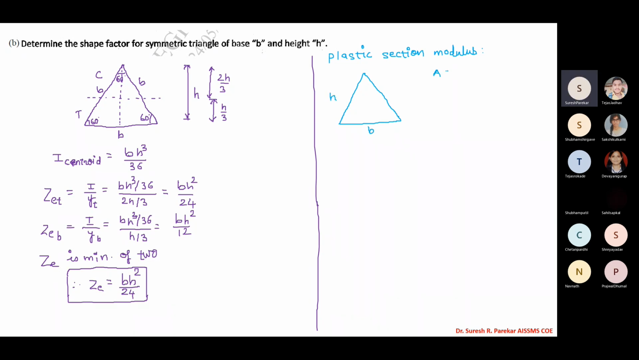Now area we have half B into H. Therefore A by 2 is 1 by 4 B into H.